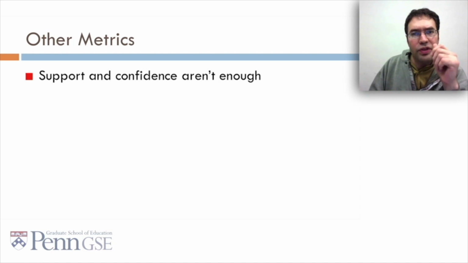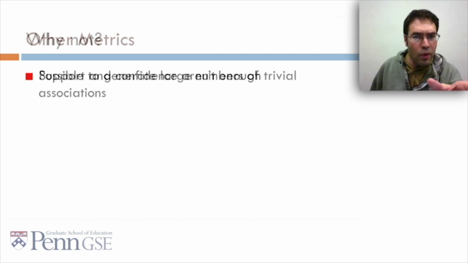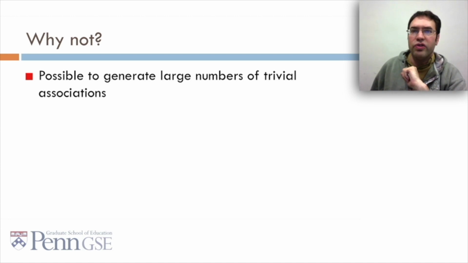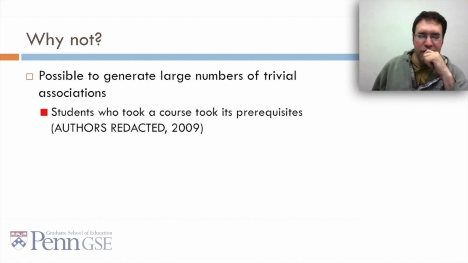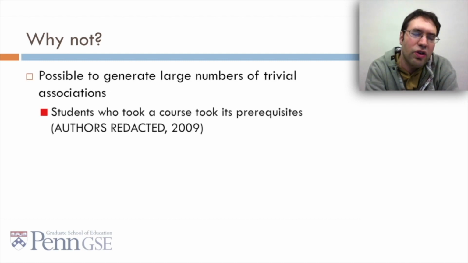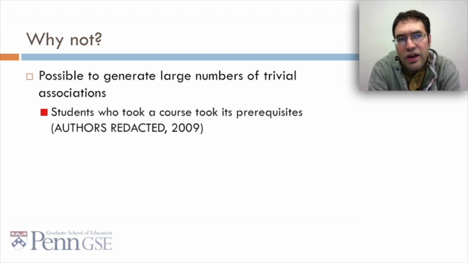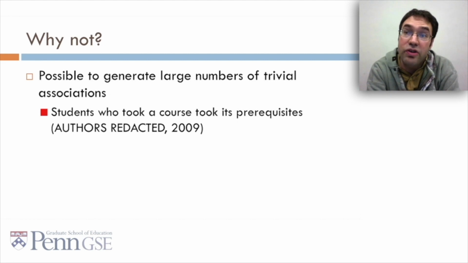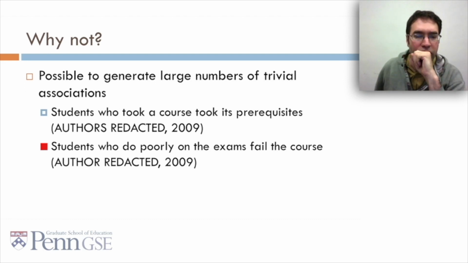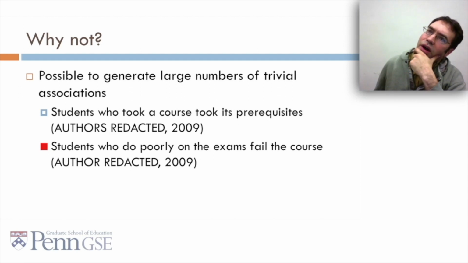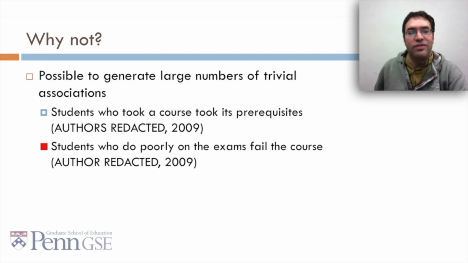So support and confidence are not the only metrics out there. They're not enough. And why not? Because it's possible to generate large numbers of trivial associations. I'm going to give you a couple examples that have really been published, and I'm going to redact the author names because I'm making fun of them. One author found that students who took a course also took its prerequisites. At a university where that was actually a requirement for taking the class, and you couldn't just sign out of it with the instructor's permission. Wow, whoever would have guessed. Another published finding: if you do poorly on the exams, you'll probably fail the course. Gee, could that be because the exams actually are computed into your course grade? See, association rule mining without much domain knowledge can lead to pretty trivial findings.